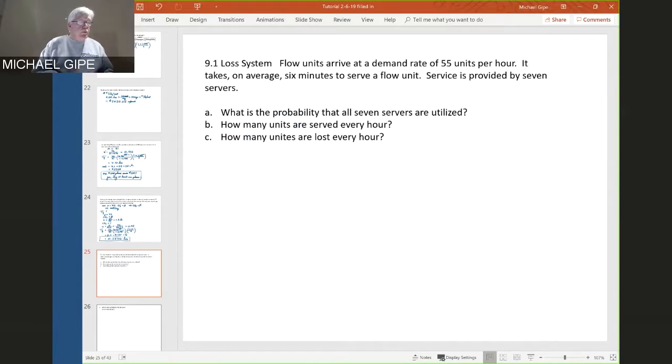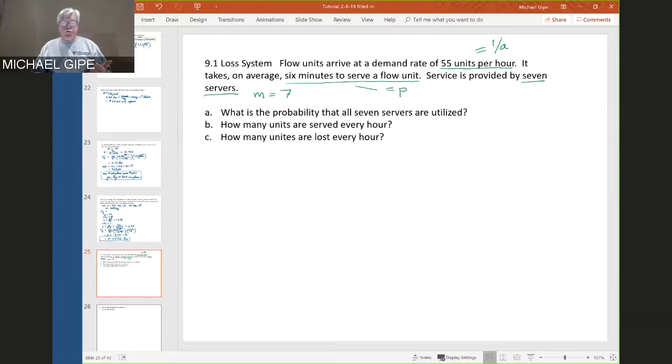So 9.1 is a pretty simple problem, but it kind of illustrates the issues here. Flow units arrive at a demand rate of 55 units per hour. We don't know what they are. It doesn't matter. This is a general process. It takes on average 6 minutes to serve a flow unit. So the demand rate is 1 over A, right? Inter-arrival time is 1 over the flow rate. 6 minutes to serve, that's P. Service is provided by 7 servers, so M equals 7.